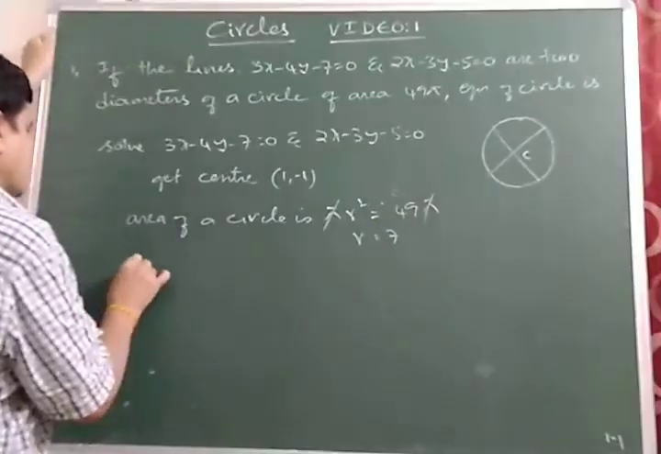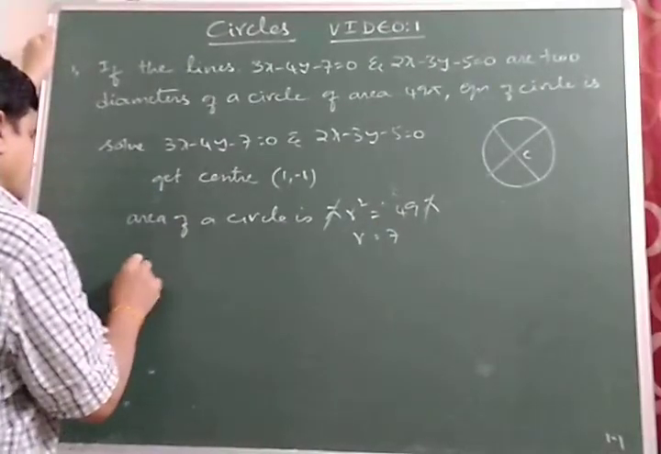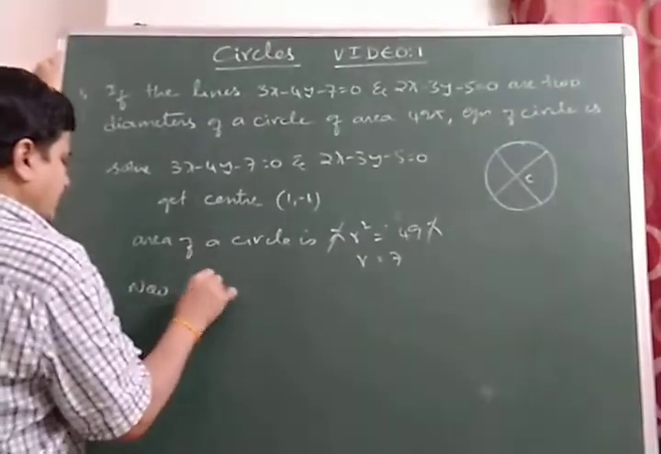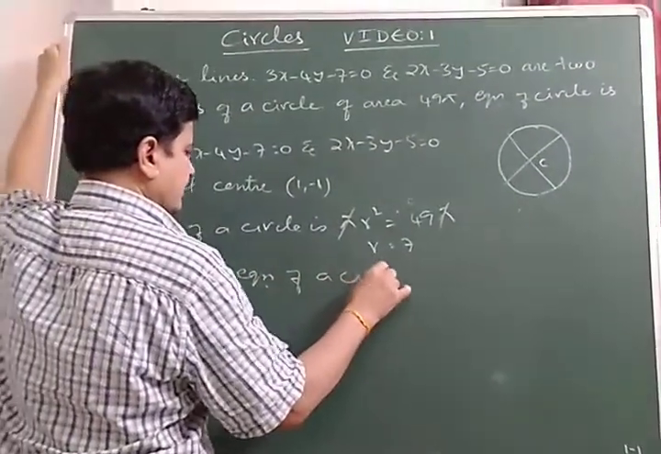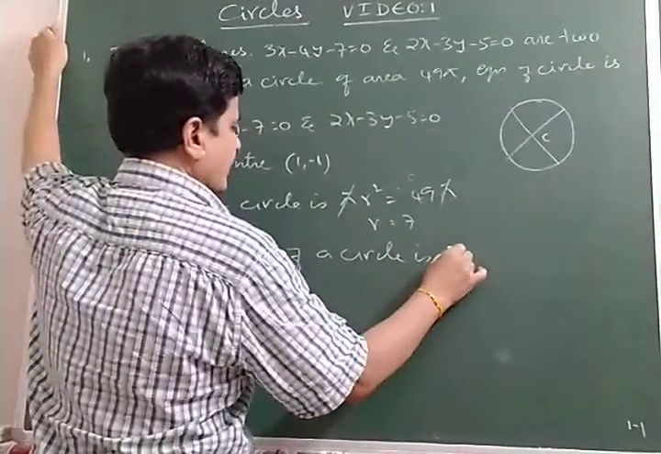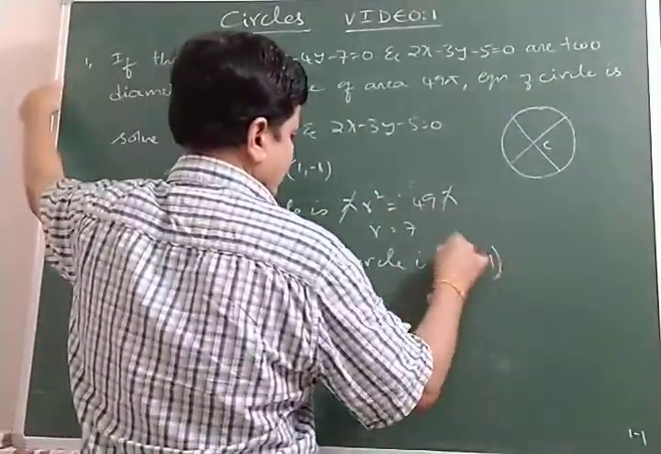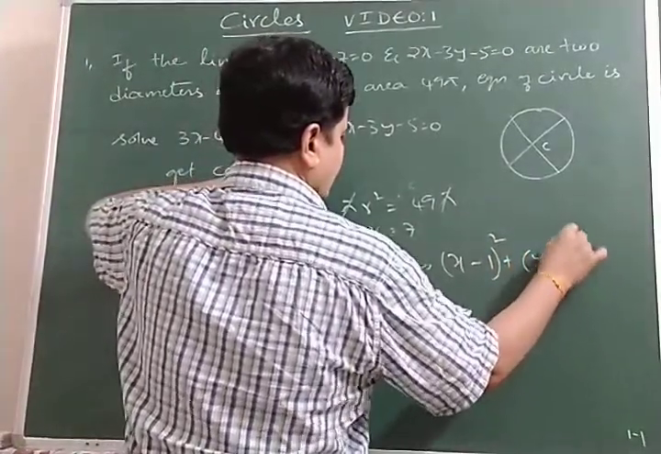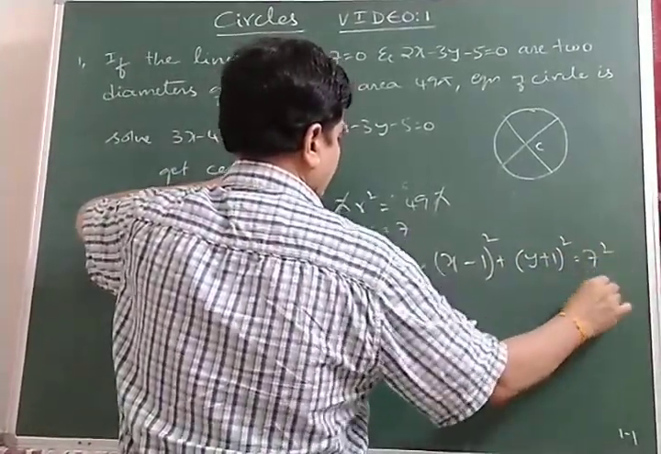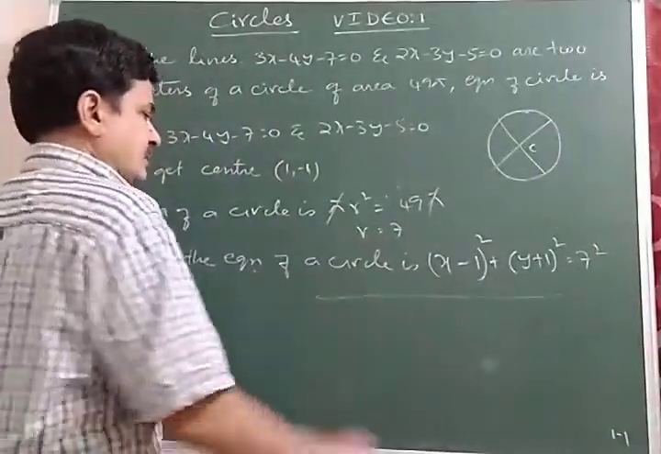Now the equation of the circle is (x minus 1) whole square plus (y plus 1) whole square equals r square, meaning 7 square, which is the required equation of the circle.